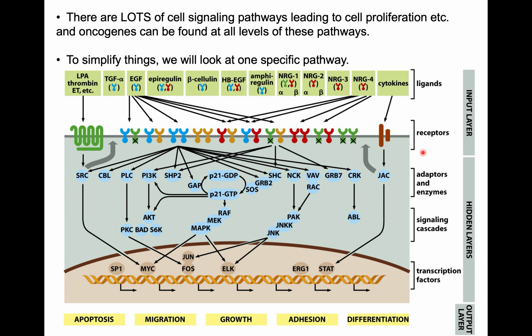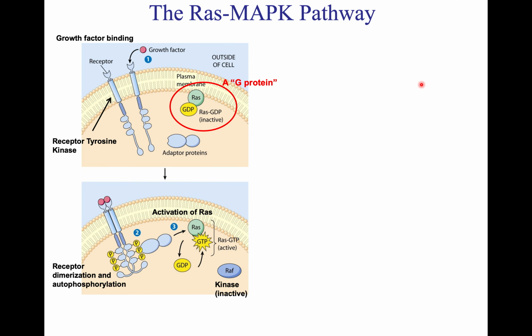So we'll look at that RAS pathway, and then I also just want to talk a little bit at the end of the chapter about how oncogenes could really appear at any of these levels, any of these stages, throughout these cell signaling pathways. Okay, so let's look at the RAS, sometimes called the RAS-MAPK pathway.